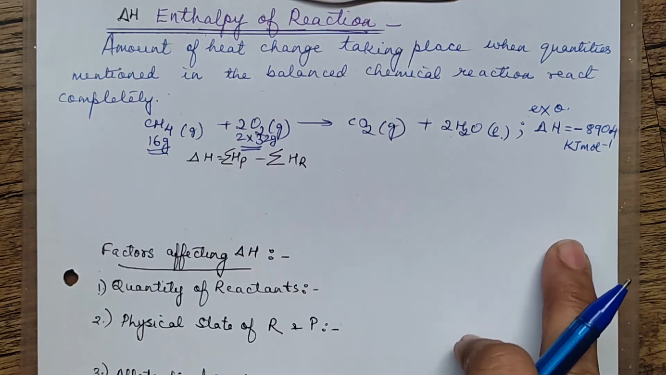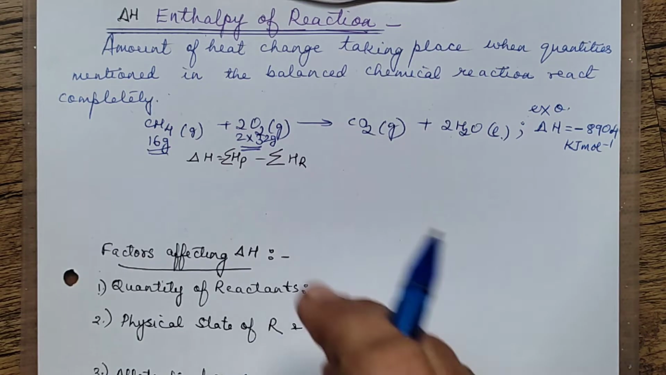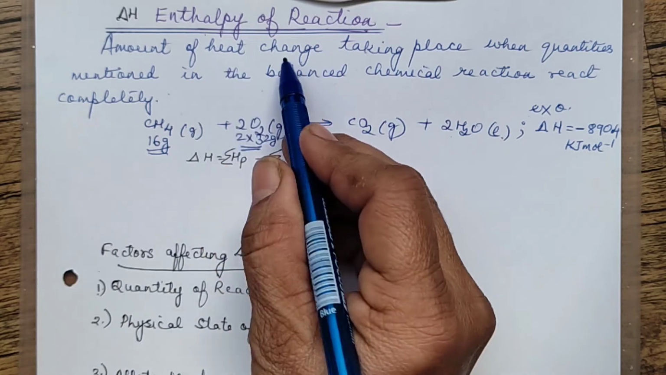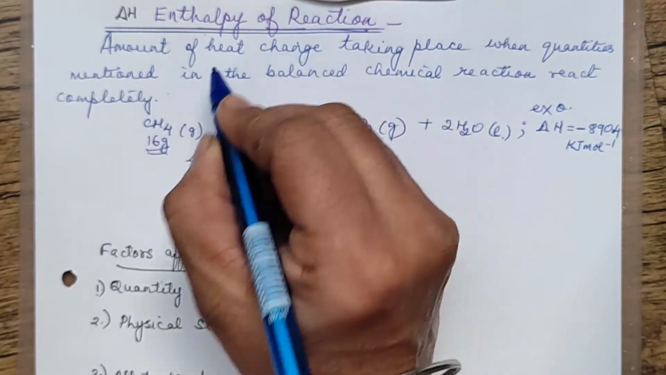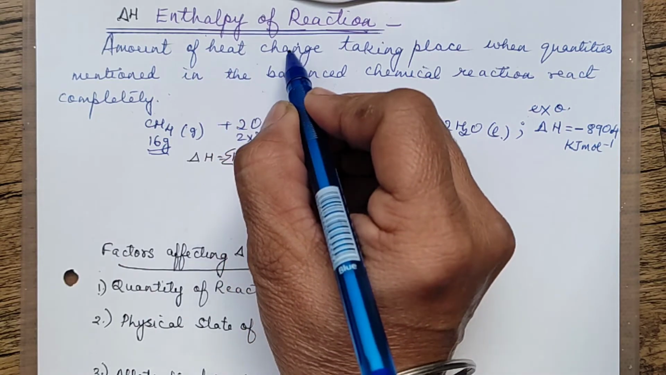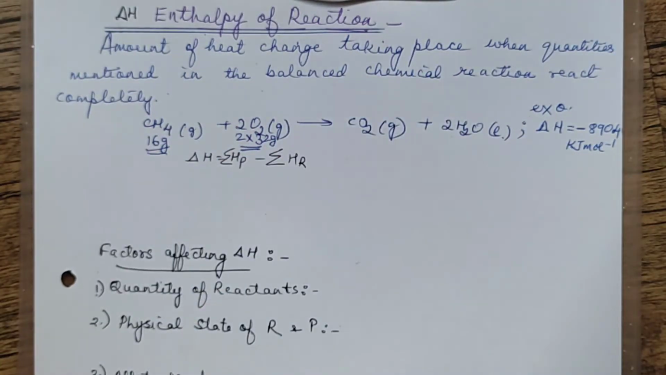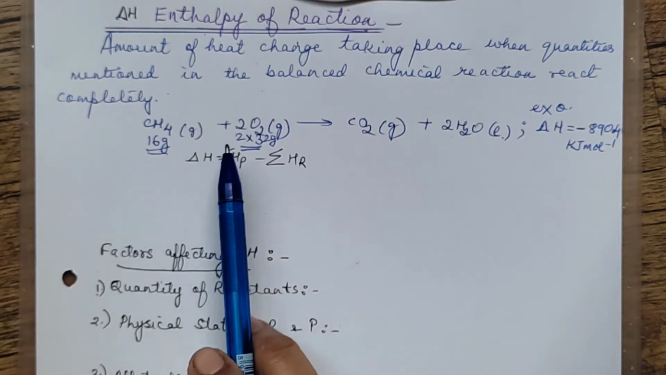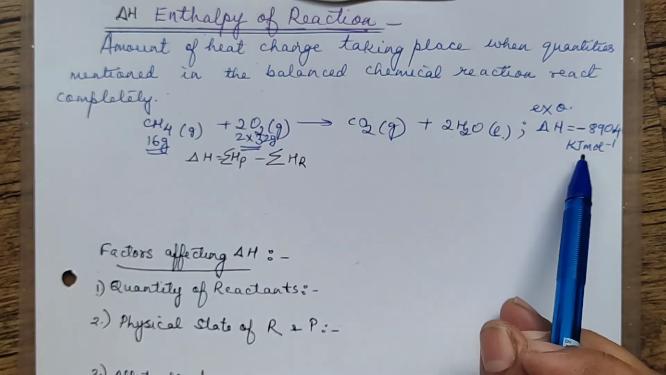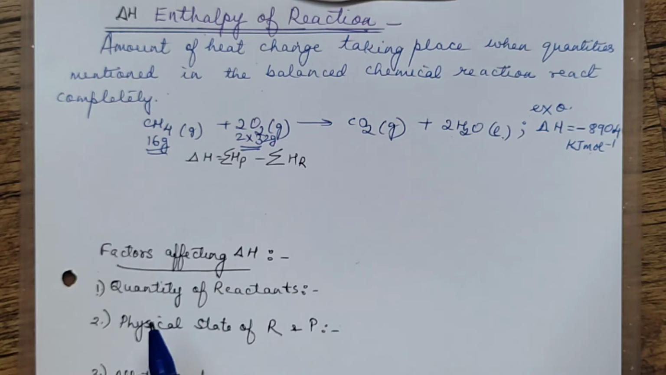Now, it's not necessarily always liberated. That is why I wrote here amount of the heat change. Change means it can be endothermic or it can be exothermic. It can be either the amount of heat absorbed or evolved. When we write change, it can be anything. That depends upon the reaction we are talking about. Like in the present case, we took the example of combustion, and combustion is always an exothermic process. So in that process, energy will be liberated.